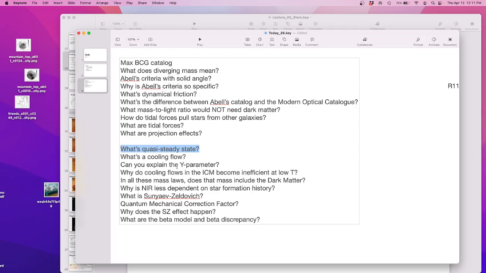Y parameter I will do because I need to do math for that. Why do cooling flows become inefficient at low T? Because the cooling rate is proportional to the temperature. When we get to Bremsstrahlung, I'll show you that.